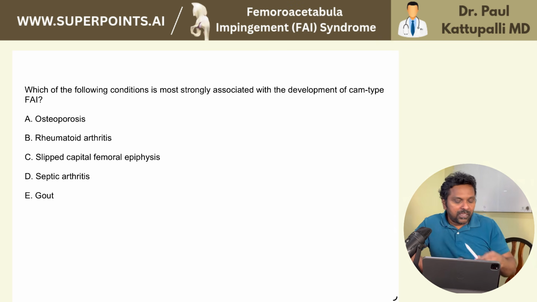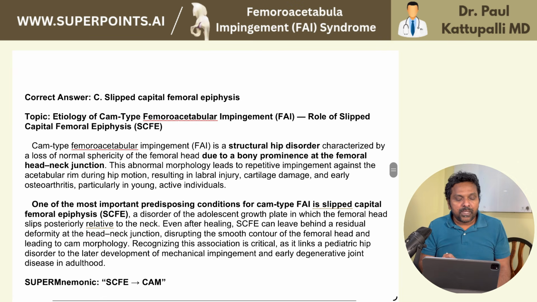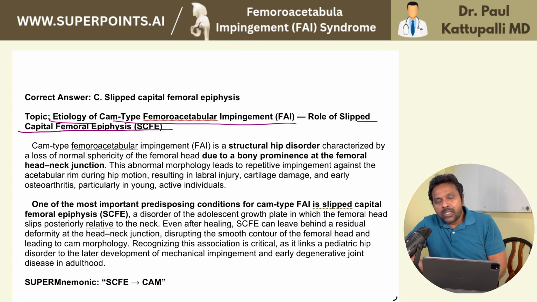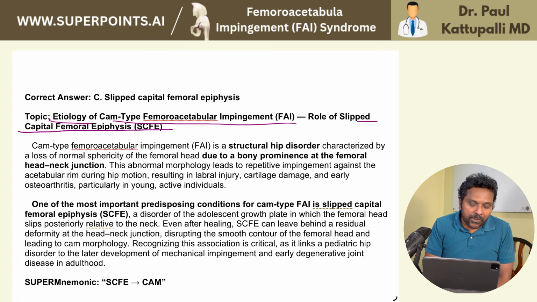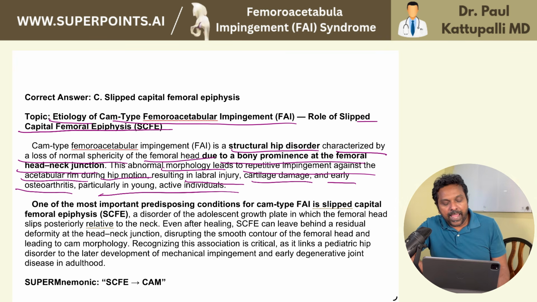The correct answer here is C. All right, C, SCFE. Basically this is etiology. Etiology of CAM type femoroacetabular impingement, role of slipped capital femoral epiphysis. So what are we saying here? CAM type femoroacetabular impingement is a structural hip disorder characterized by a loss of normal sphericity of the femoral head due to bony prominence at the femoral head neck junction. This abnormal morphology leads to repetitive impingement against the acetabular rim during hip motion, resulting in a labral injury, cartilage damage, and early osteoarthritis, particularly in young active individuals.